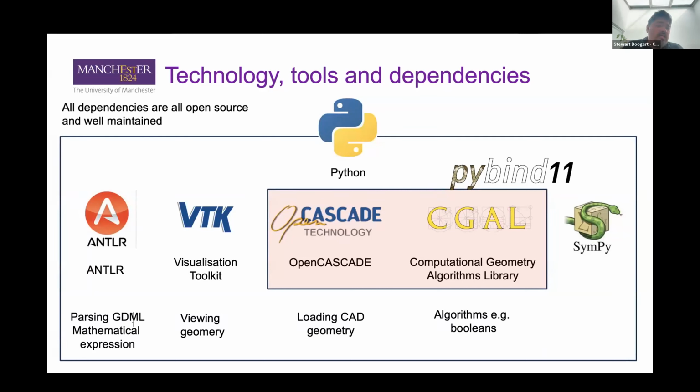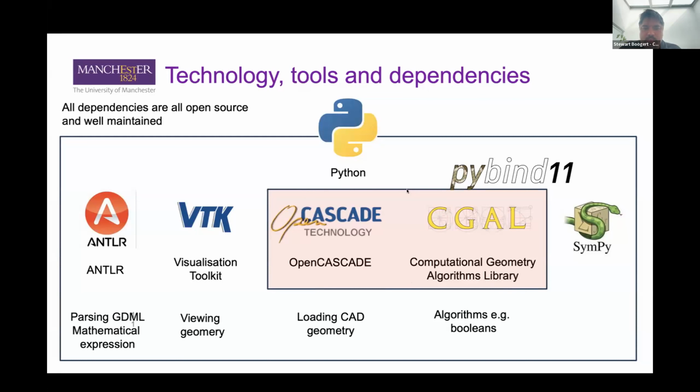In GDML, you're allowed mathematical expressions, and I'll give an example of that. The rendering is done in VTK, the Visualisation Toolkit. To do CAD loading, there's a great open source CAD library called OpenCascade. And to do the complex geometric algorithms which are required, CGAL, the Computational Geometry Algorithms Library, is used. Now, very complete, very large bindings exist for these two packages in Python.